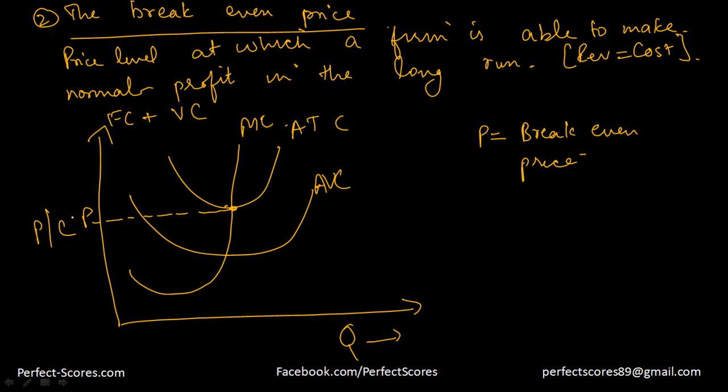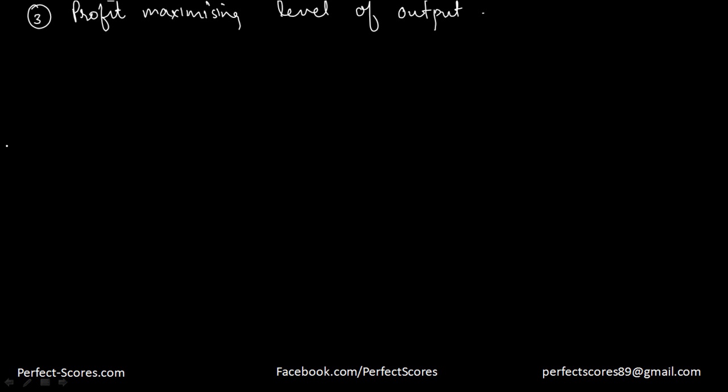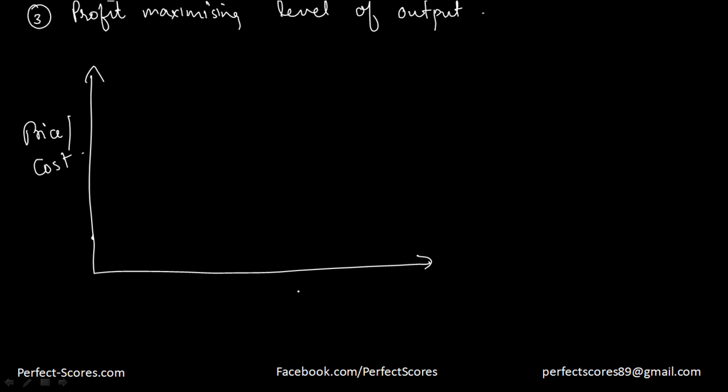I suppose you're understanding this point over here. This is what we mean by the break-even price. Now let's understand another scenario, which is the last scenario here, the profit maximizing level of output. What is the profit maximizing level of output? If I were to draw a graph of price and cost here, the same stuff, and I have the output over here.